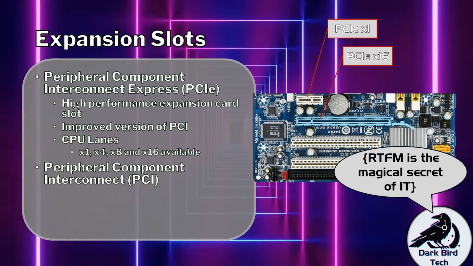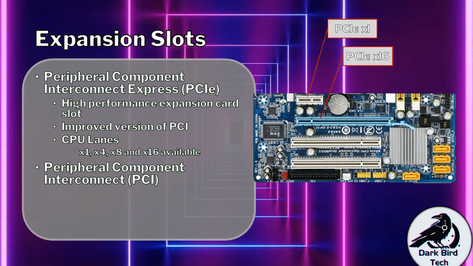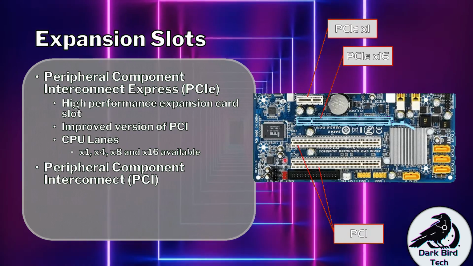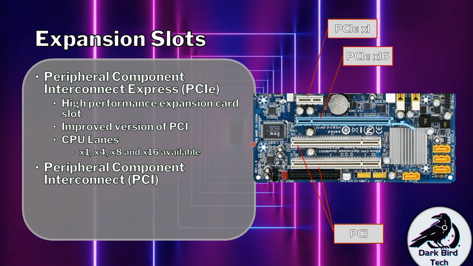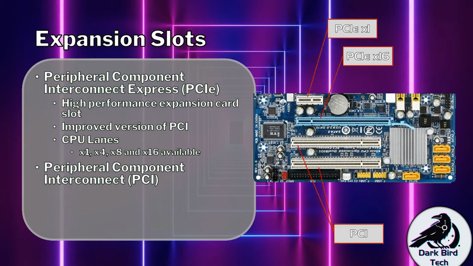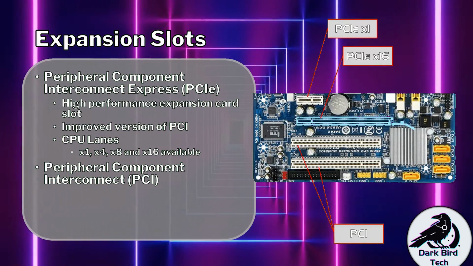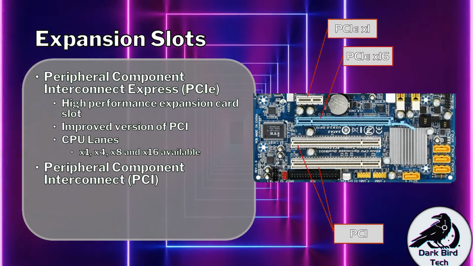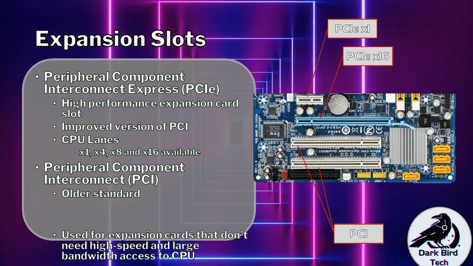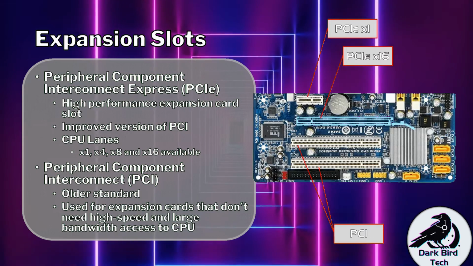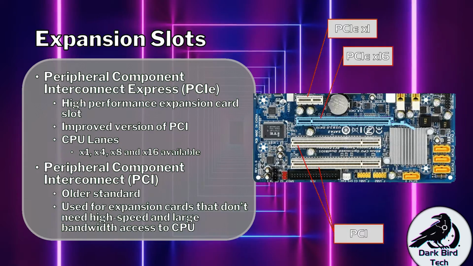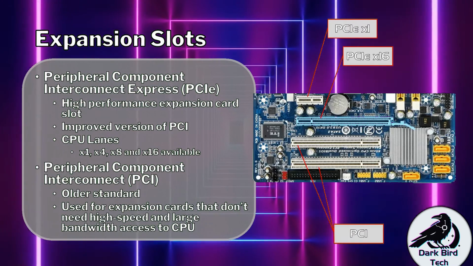And then you get your older PCI or Peripheral Component Interconnect standard. They are still present on most modern motherboards, and you'll recognize them being a bit closer to the edge of the motherboard. Long gap, tooth, and then a small gap. Often again also a very boring color, especially compared to your PCIe slots. It's an older standard, like I said, and it is still quite commonly used, as it's great when you want to have an expansion card that doesn't need that high-speed, large bandwidth access to the CPU that PCIe offers.